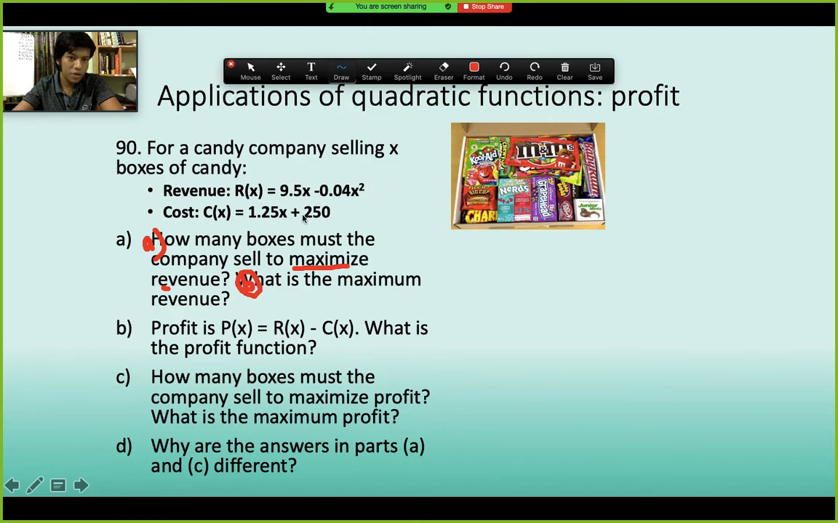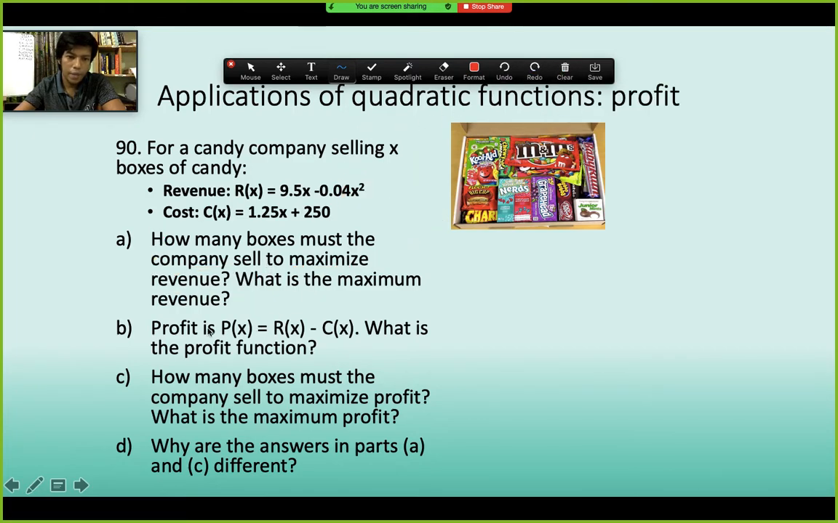Can we solve this one cost? See, is it quadratic? This is not quadratic. So we have to use, see, this is quadratic. X square is here. So we have to use this function. Also, we actually understand from the revenue thing, from the word revenue. So we know that we have to use this first equation for our question number A, both parts.